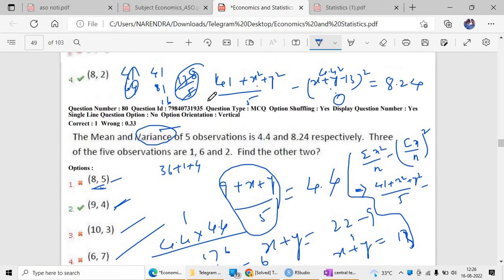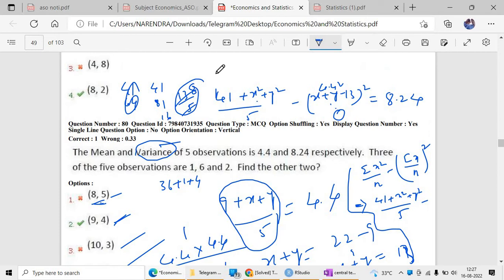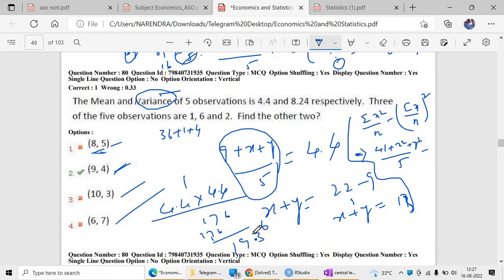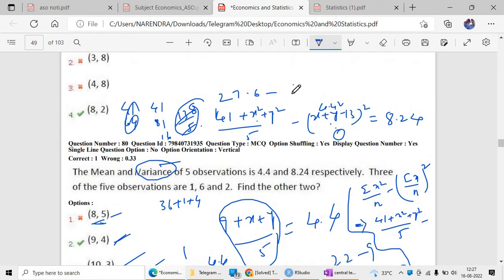Then here we have this. So how much comes here? 5 twos are 10, 38. 5 sevens are 35. So 27.6 minus what did we get here? 19.36. 19.36. So here what will you get? 27 minus 19 gives 8 point, then 0 and 4, and 5 minus 3 gives 8.24.